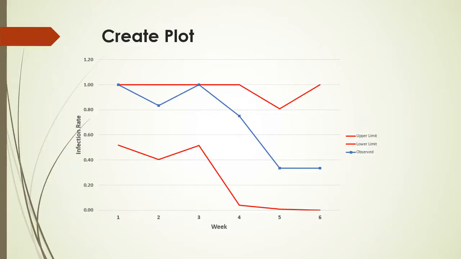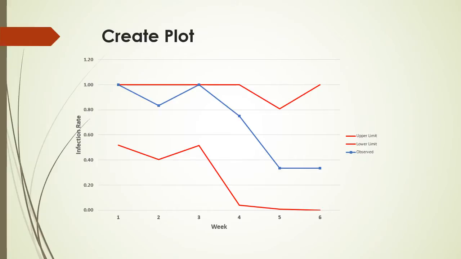Finally, we plot our data, where the upper and lower control limits are in red and the observed rates are in blue. Our time period is on the x-axis and the infection rate is on the y-axis. Based on this control chart, there is a decrease in the rate of infections in week 2, followed by an increase in week 3. The infection rate decreases from weeks 3 to 5 and finally plateaus at week 6.